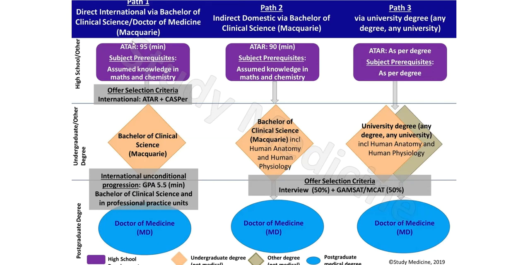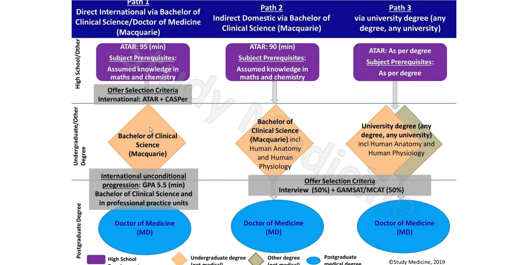So those students with that ATAR requirement who have these subject prerequisites, in this case assumed knowledge in maths and chemistry, go through a selection process that compares their ATARs, and you have to sit a psychometric assessment at Macquarie University, which is known as the CASPA. Once you get through those two hurdles, if you're in the top ranking students, you can progress straight through into the Bachelor of Clinical Science. Now, this is a guaranteed entry path into medicine.